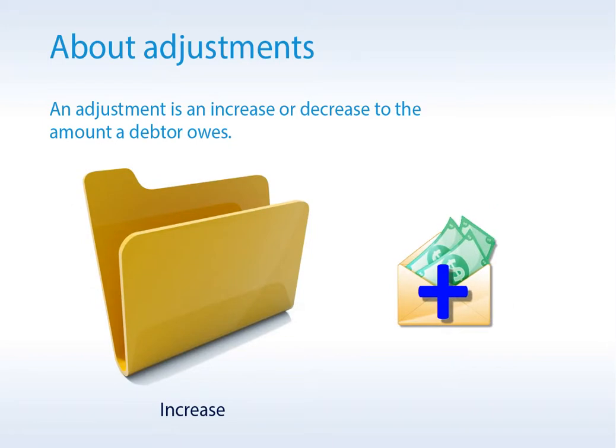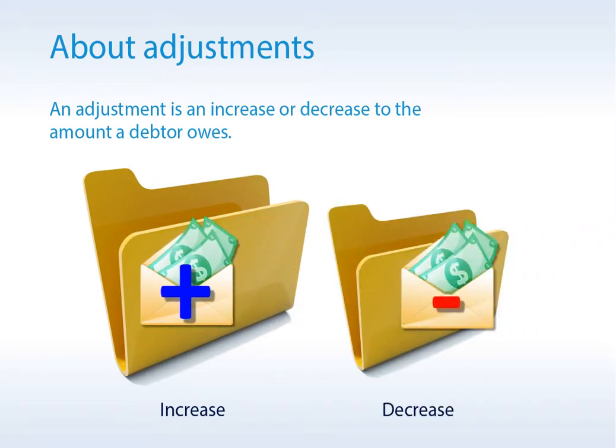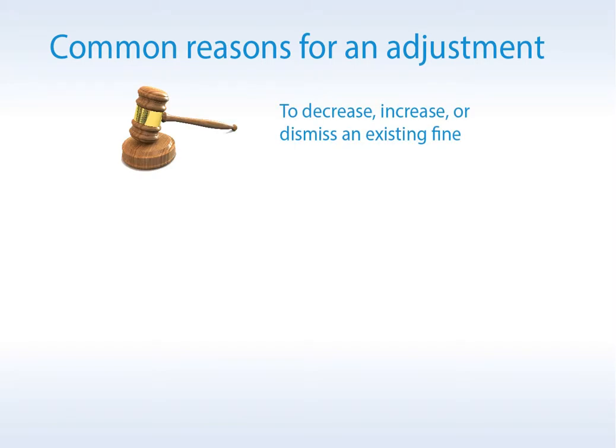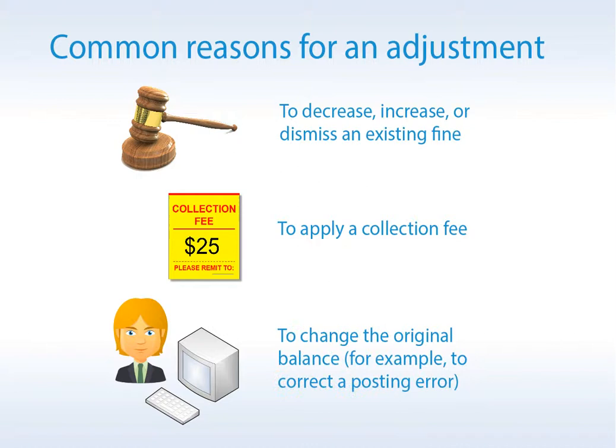To increase the owed amount, you enter a positive adjustment. To decrease the amount, you enter a negative adjustment. There are many reasons why you might need to post an adjustment. For example, a judge decreases, increases, or dismisses an existing fine. Your department applies a collection fee to each account it receives, or your data entry clerk enters an incorrect amount. In this video, I will touch briefly on all three of these examples.